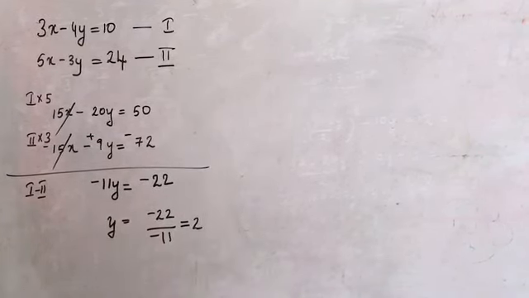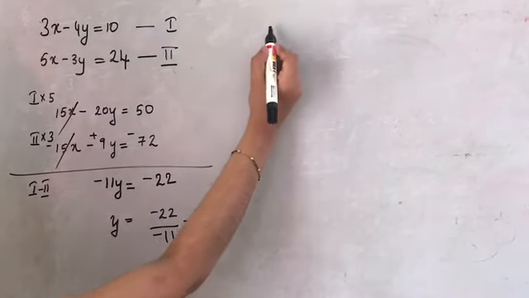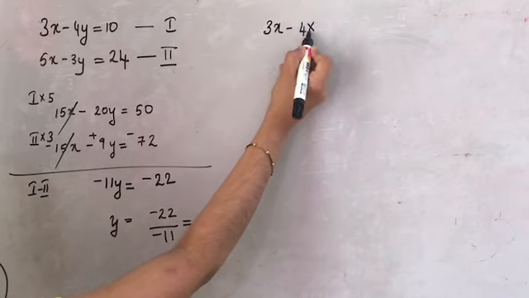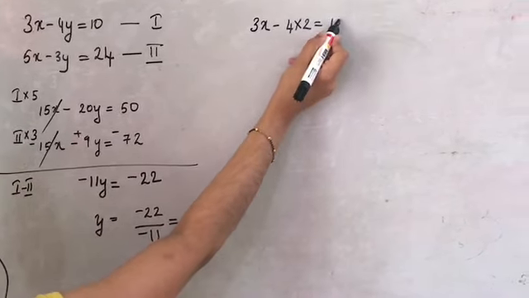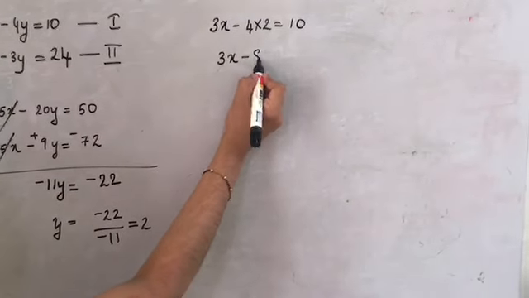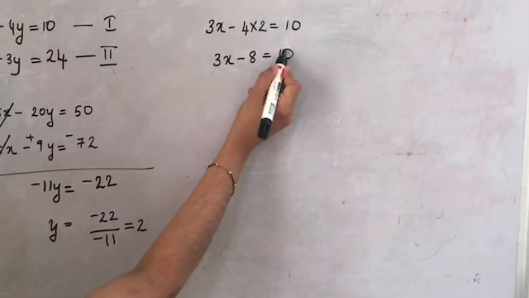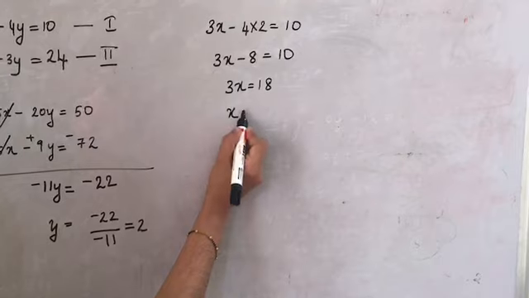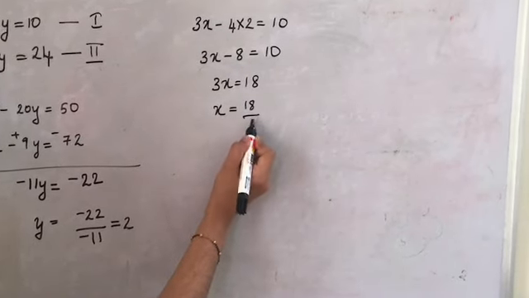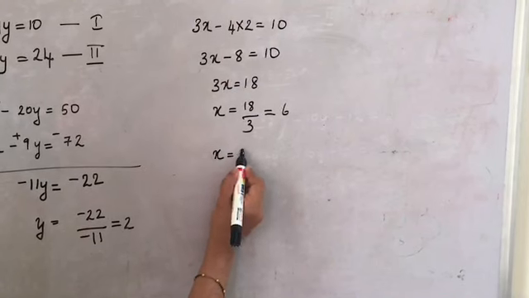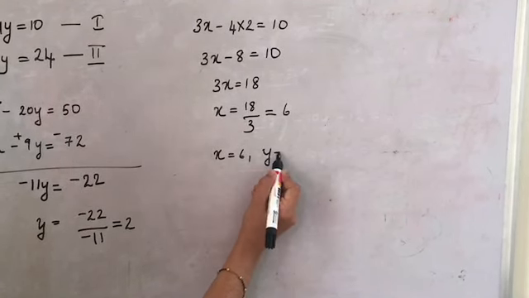Now you have to substitute the value of y in either of the equations. So what do you get here? 3x minus 4 into 2 equals 10. 3x minus 8 equals 10. 3x equals 18. x equals 18 by 3, that is equal to 6. So the value of x is equal to 6 and y is equal to 2.